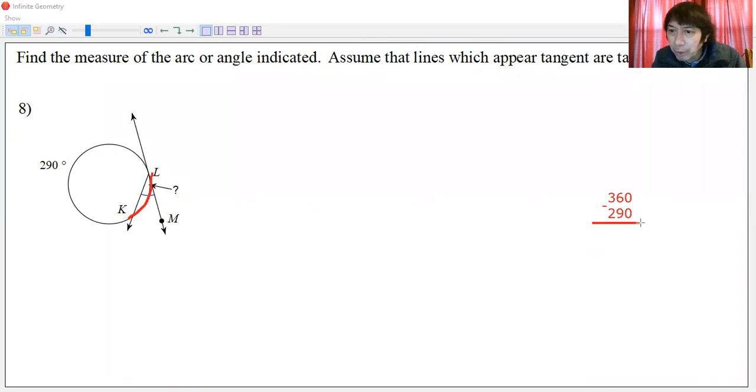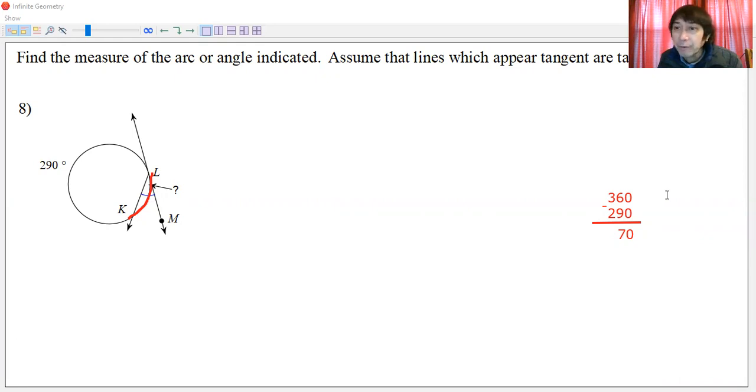And so this will be how much? We will get here 16 and 7. That's a 70. Yes, it's a 70. So the answer here must be 70. The difference. One full circle minus the given arc 290 gives us the required arc. So the 70 is the required arc intercepted by the angle MLK.